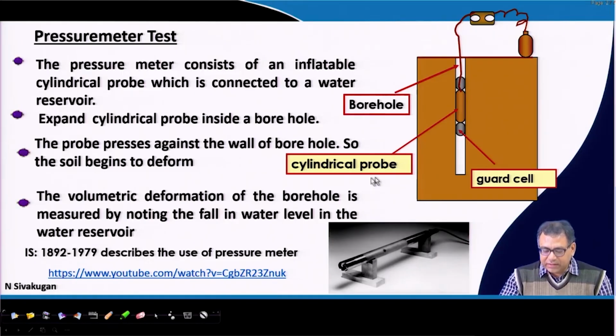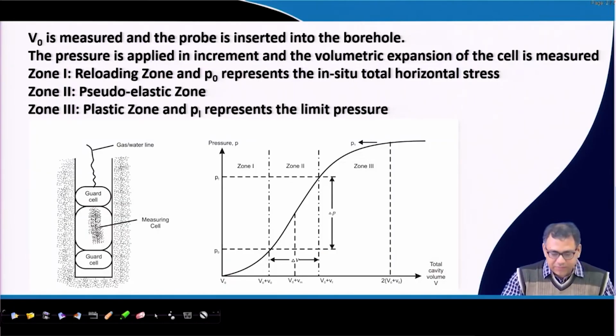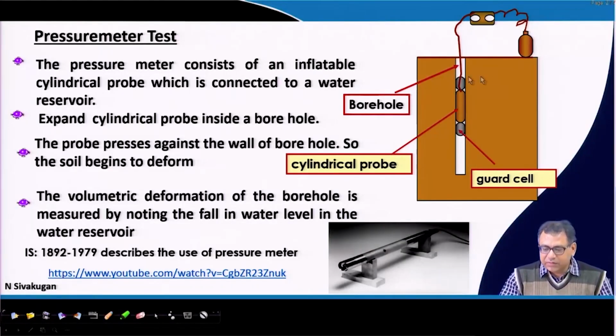It has a cylindrical probe and two guard cells. These guard cells are used to protect this probe within the borehole. Here also we need the borehole, and the pressure meter consists of an inflatable cylindrical probe, which is connected to a water reservoir. That means this probe can expand when we apply the water pressure. We apply the water pressure, then this probe expands and we measure the volume change.